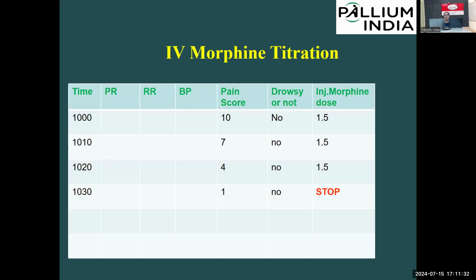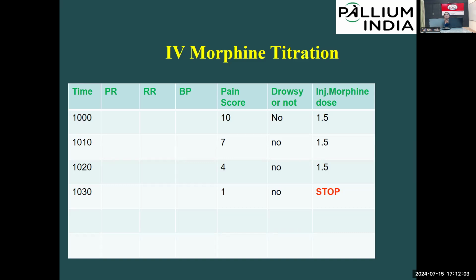suppose a patient is started on morphine titration at 10 o'clock. Record the vitals of the patient, including the pulse rate, respiratory rate, and BP. And the most important is the pain score. The patient who has presented to us is at 10 on 10 pain, and is not drowsy. So mention whether the patient is drowsy or not. At 10 o'clock, 1.5 milligram of IV morphine is given to the patient.